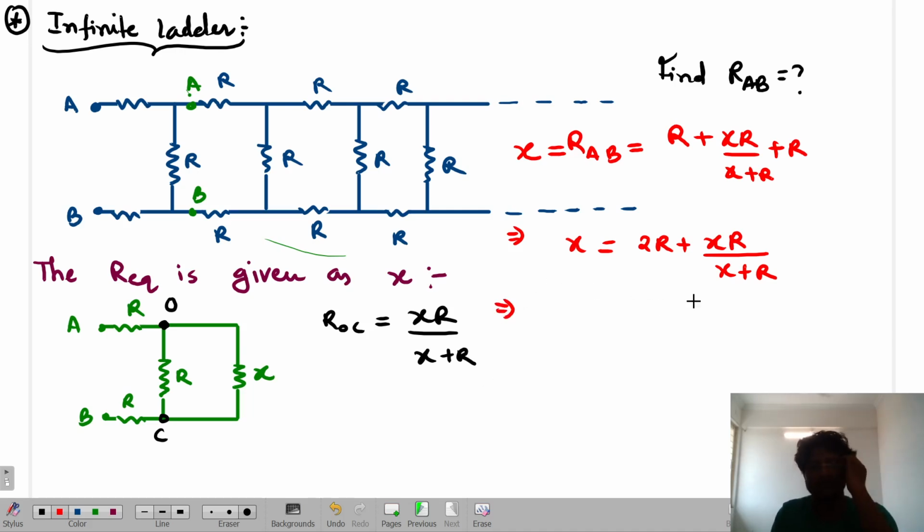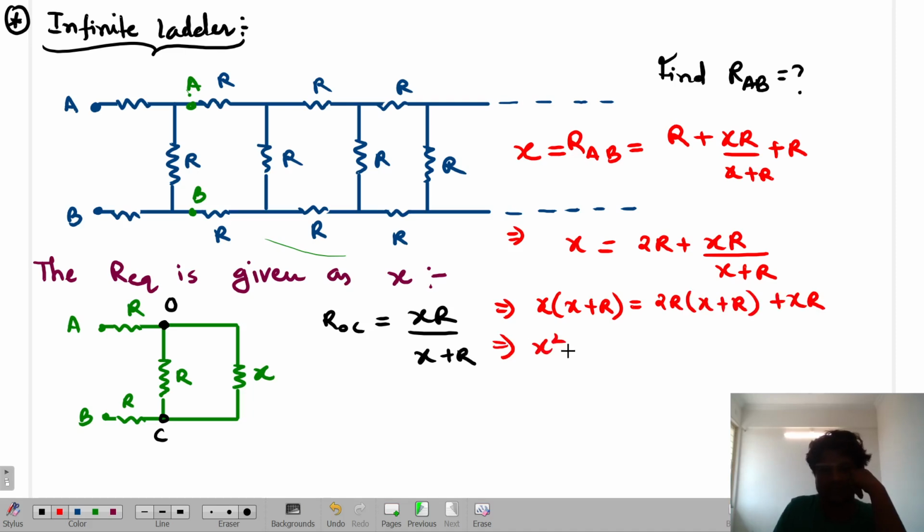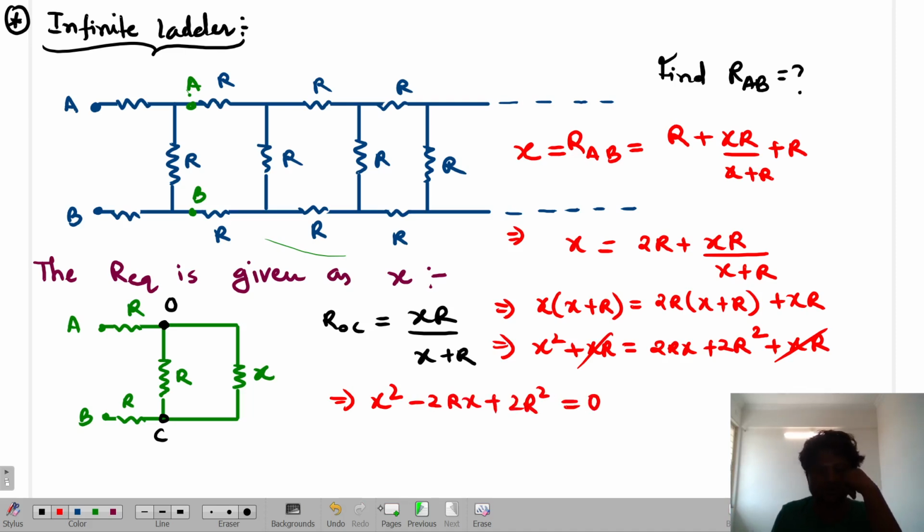Because I'll get a quadratic equation over here or not. So what I'll get? X into X plus R is equal to 2R into X plus R plus XR. So what I got? X square plus XR is equal to twice Rx plus twice R square plus XR, isn't it? So this and this got cancelled. What I got as equation? X square minus twice Rx plus twice R square is equal to 0. Is that clear or not?